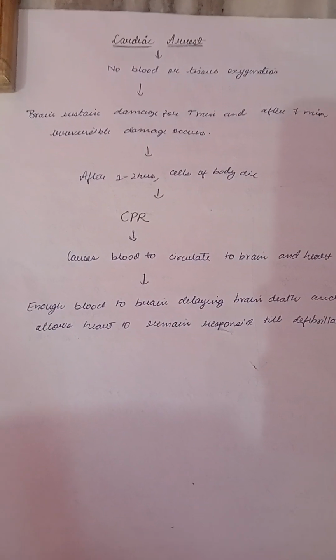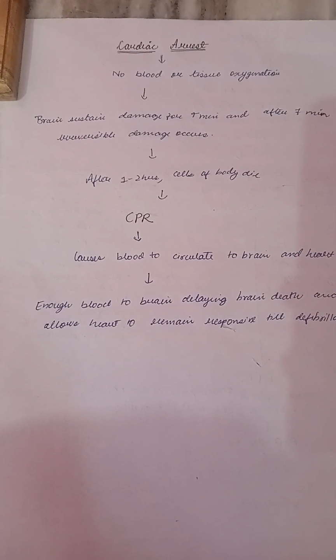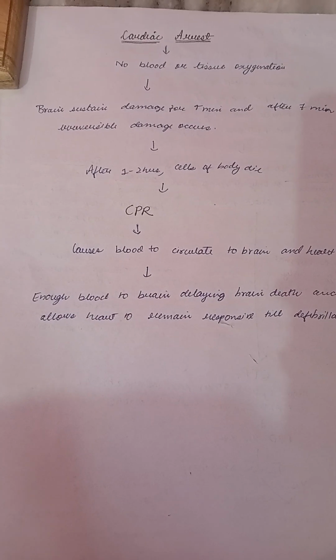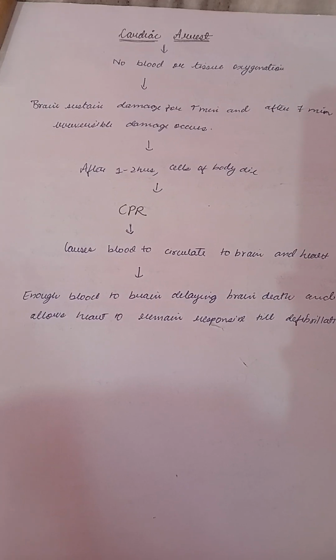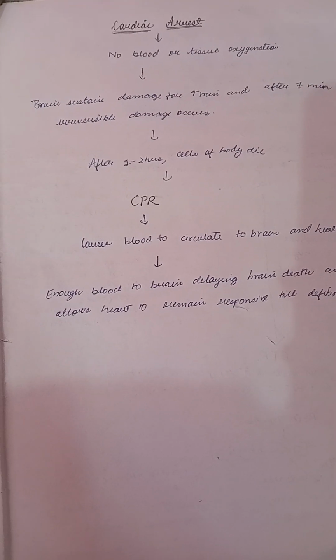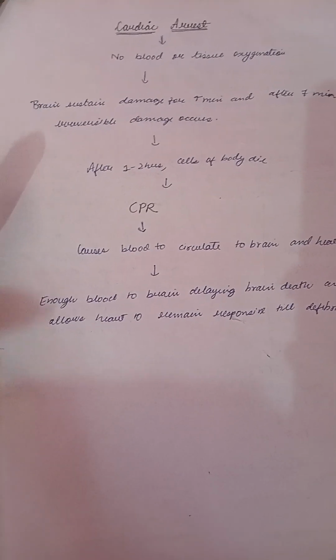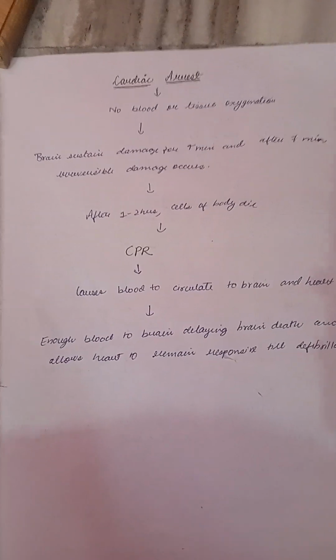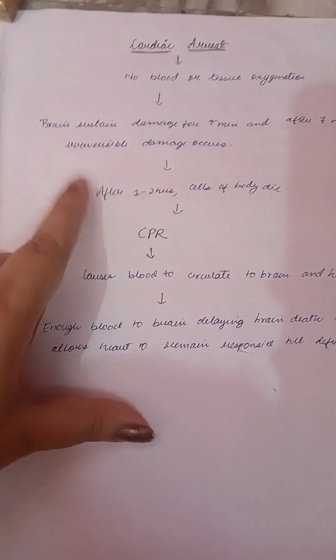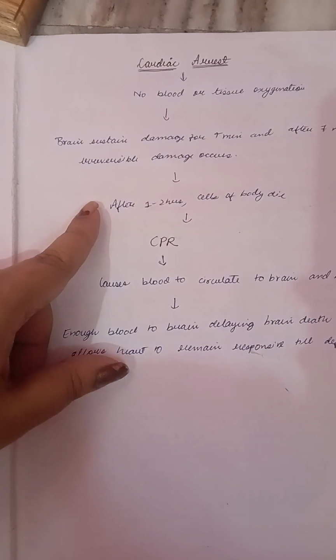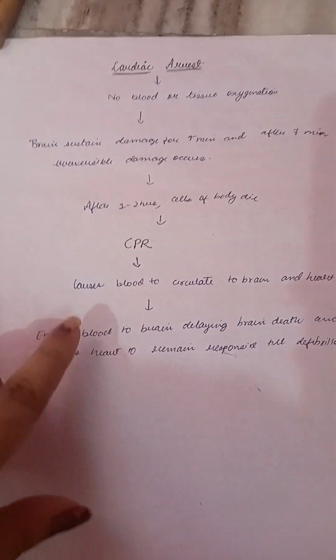Cardiac arrest. No blood or tissue oxygenation. Brain sustains damage for 4 minutes. After 4 minutes, irreversible damage occurs. After 1 to 2 hours, cells of the body die. Then CPR comes into role. It comes into role in the in-between time we have dealt with in the first class.